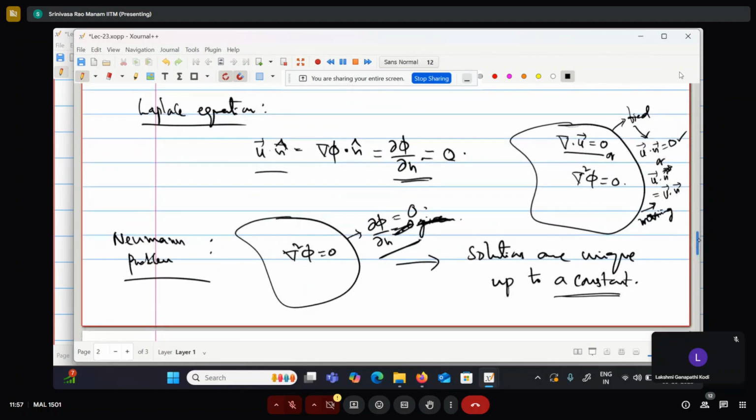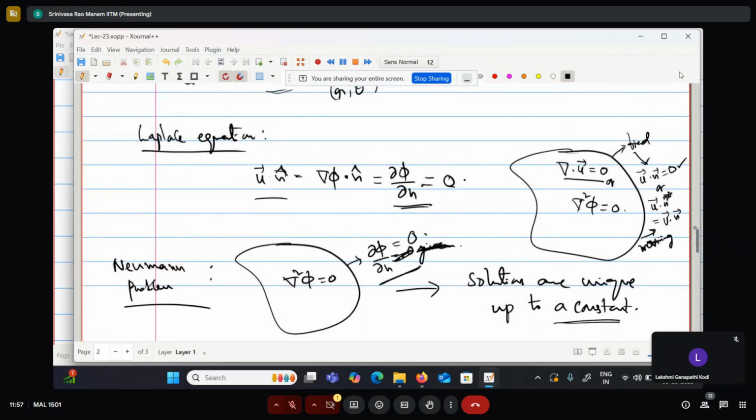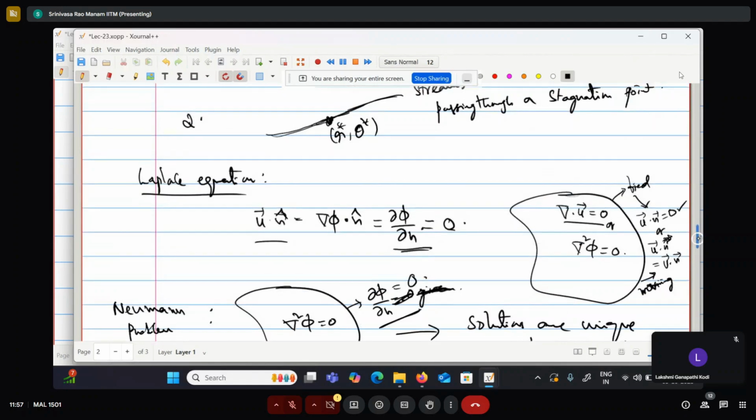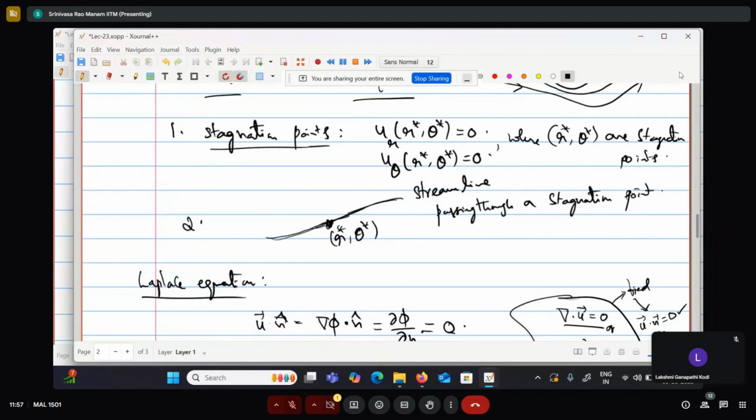So the solutions are actually unique up to a constant. From the fluid dynamics point of view, the constant is irrelevant. So it's unique solutions. Potential flow solutions are unique. That's what you are seeing. You understand?